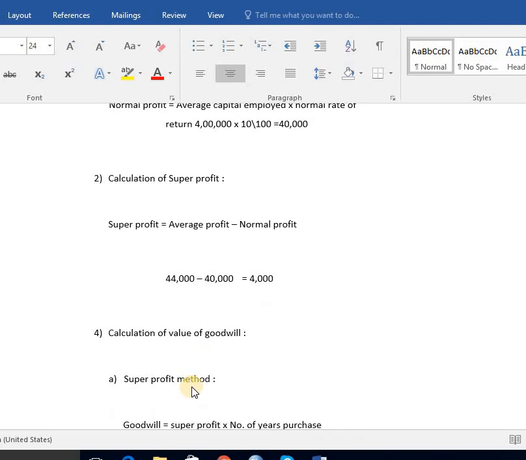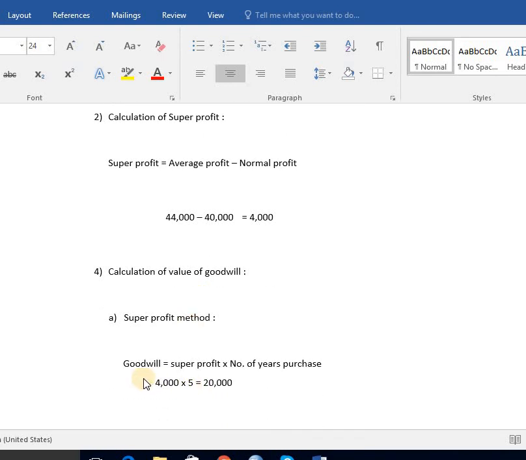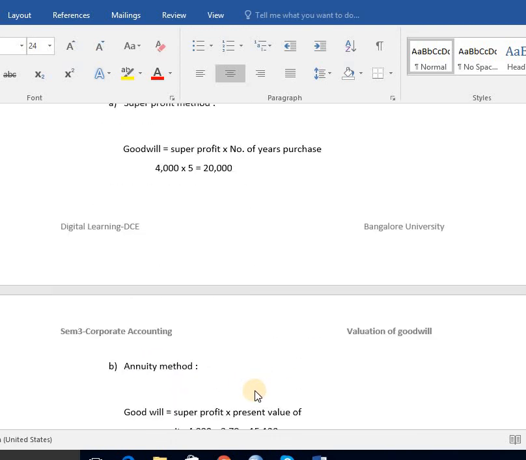Let us calculate goodwill. Under the super profit method, goodwill is equal to super profit into number of years of purchase price. What is super profit here now? 4,000. Number of years of purchase price is what? 5 years. 4,000 into 5, we are getting what? 20,000. Now, in the same manner, let us calculate goodwill under annuity method.